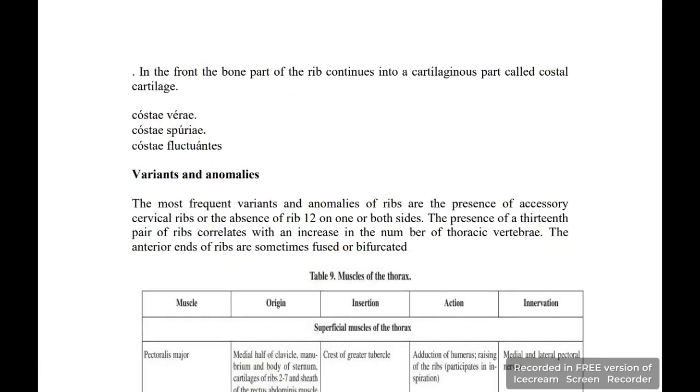Now next topic: while telling in the viva, you should use the Latin terms. It's mandatory sometimes, but some teachers would understand English terms also. But if you use the Latin terms, it would be most effective. They would understand that yes, you have studied. So see this part: costa vera, costa spuriae, and costa fluctuantes. Now costa vera is called true ribs. This is costa spuriae, called false ribs. And this is called floating ribs.